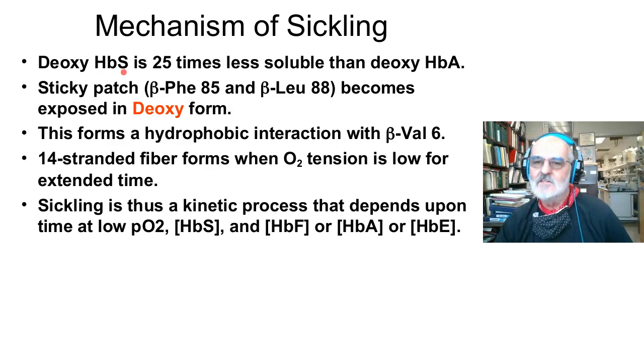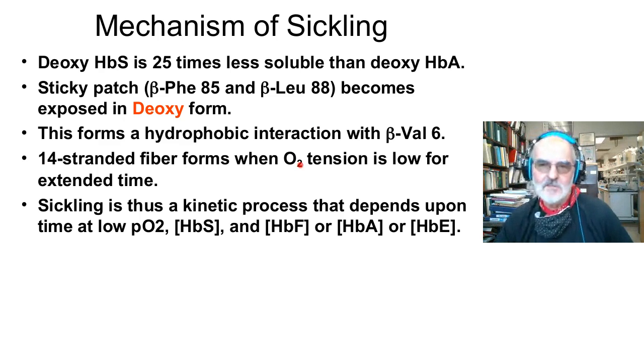The description of the sickling is described as a solubility. Okay, so deoxyhemoglobin S is 25 times less soluble than deoxyhemoglobin A. It's a sticky patch that interacts with this leucine at position 88 that forms the stability of that 14-stranded polymer. And this 14-stranded polymer will form under conditions of low oxygen.